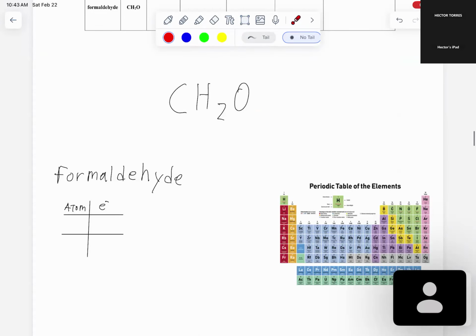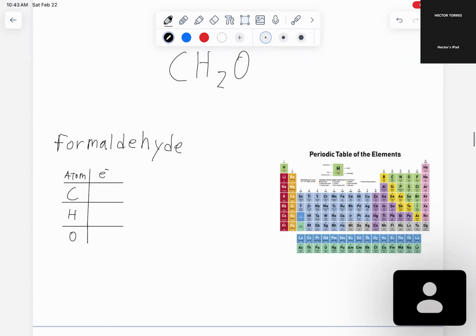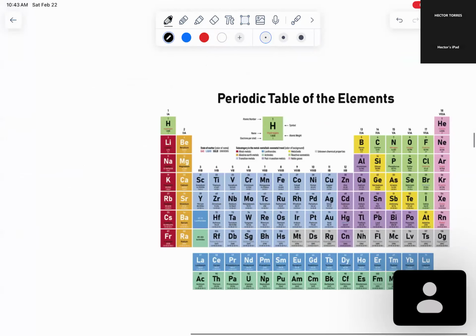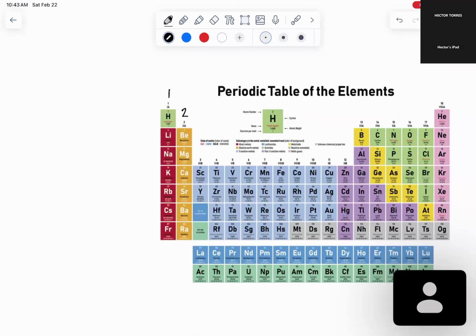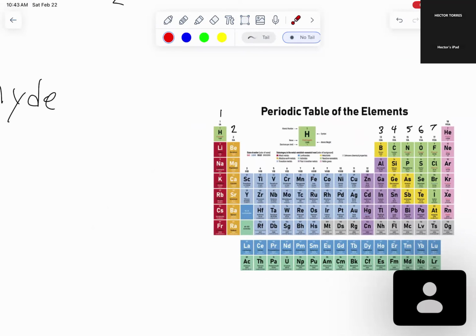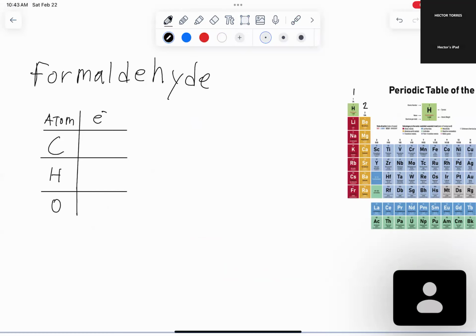For step one, we want to find how many valence electrons are in this molecule. I like to draw myself a chart. We're going to find how many valence electrons are in each atom and then add them all together. We're going to be looking at our periodic table. I'm going to write down what columns they are: 1, 2, 3, 4, 5, 6, 7. I write this because if we follow this trend, we can determine exactly how many valence electrons are in it. Carbon is in column 4, so it's going to have 4 valence electrons. We're going to write that over here, 4 valence electrons.